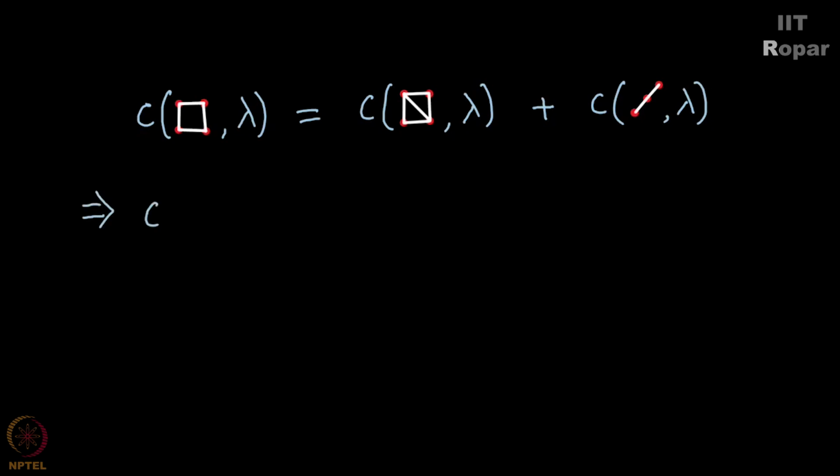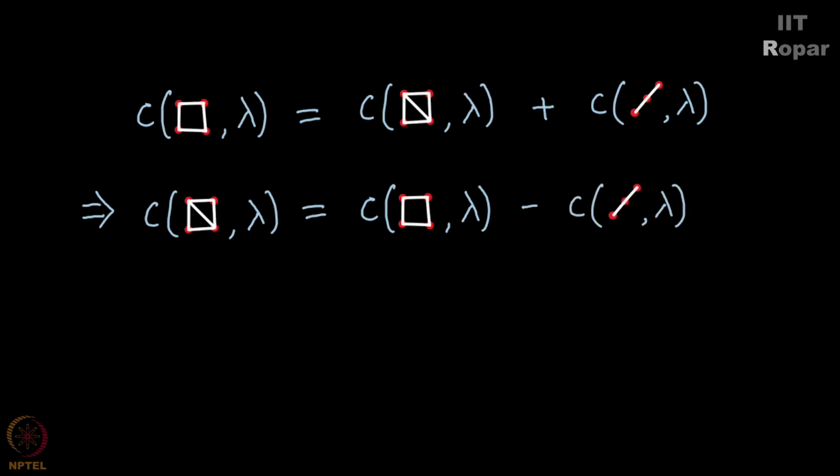Left hand side is equal to something on the right hand side plus something on the right hand side, right? I mean, C4 is equal to C4 with a diagonal plus a path. Now let me see something. What is this C4 with a diagonal? The chromatic polynomial of this is without diagonal, that is C4, correct? Minus, this goes on the left hand side, minus the chromatic polynomial of the path.